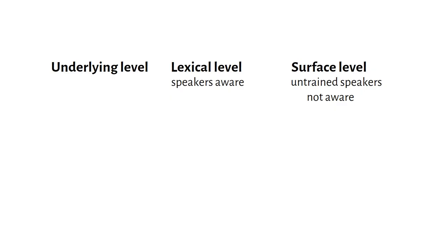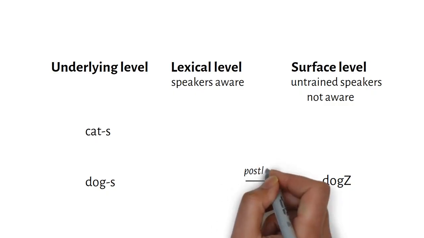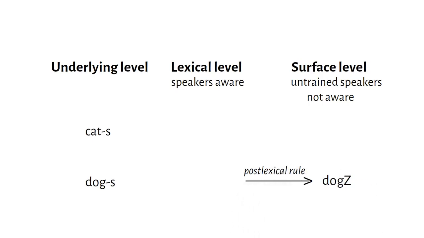Here's another example. Remember cats and dogs? We say an S sound for cats and a Z sound for dogs. But untrained English speakers are not aware of that. So the rule that changes S to Z is a post-lexical rule. Even though S and Z contrast in English, for this case, we write them both as S.